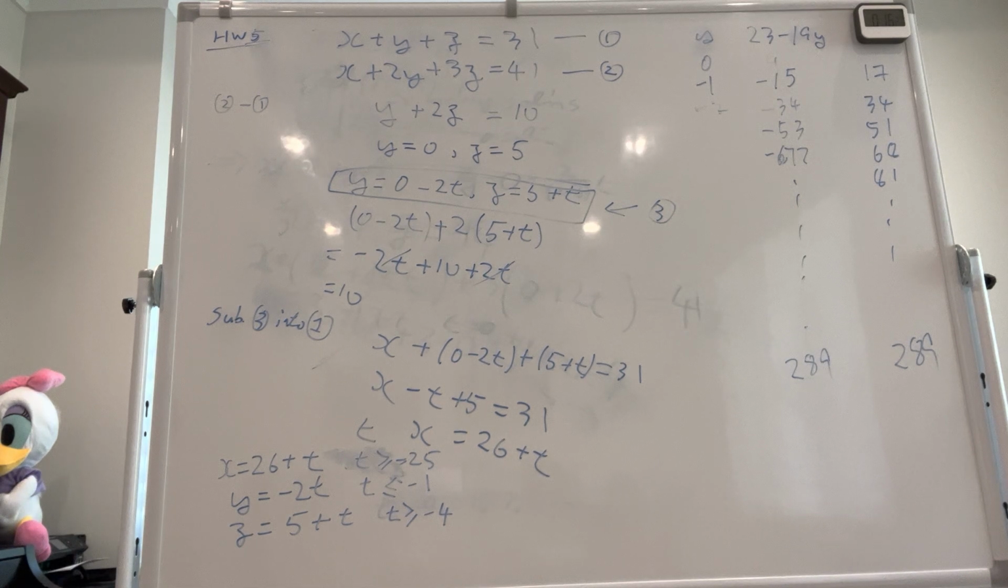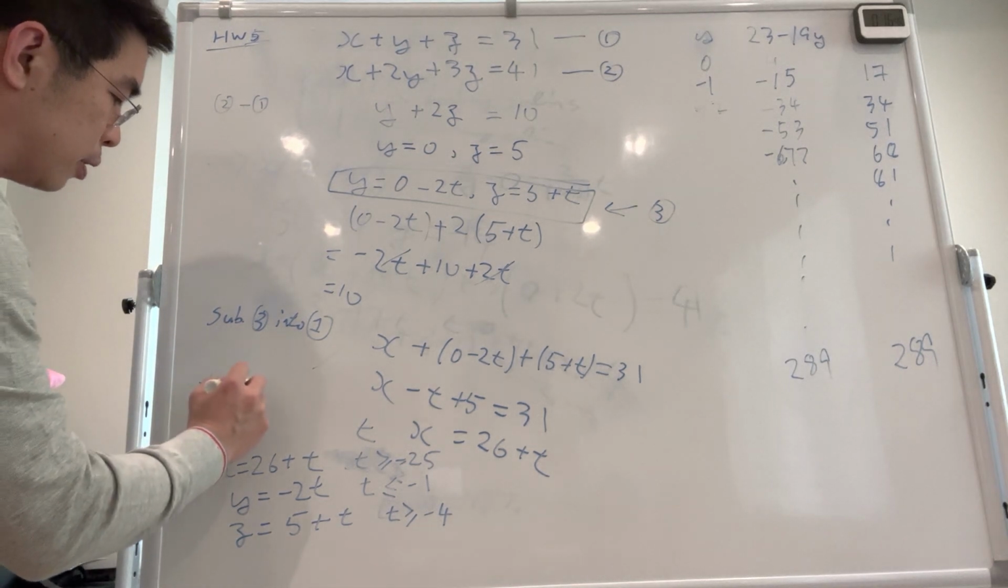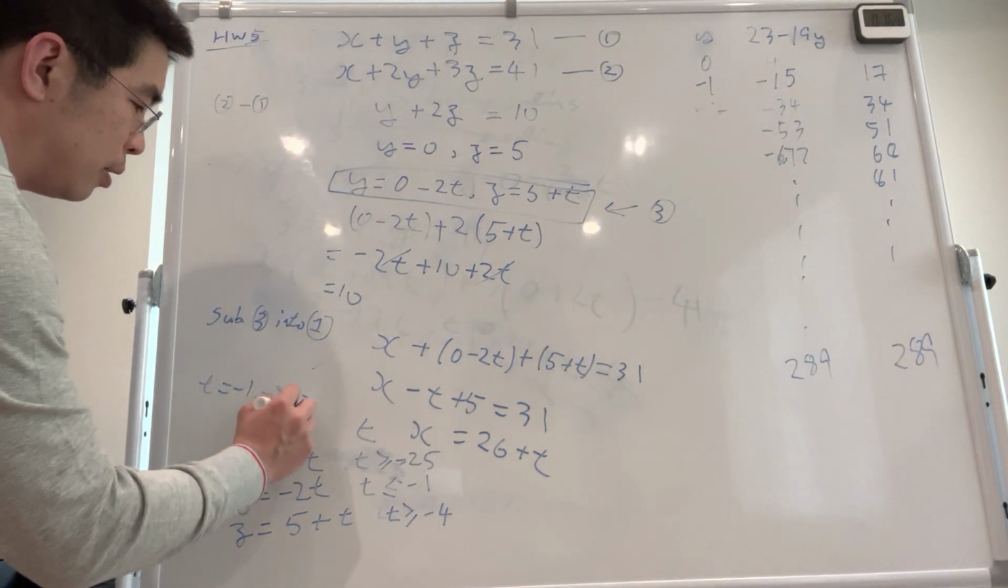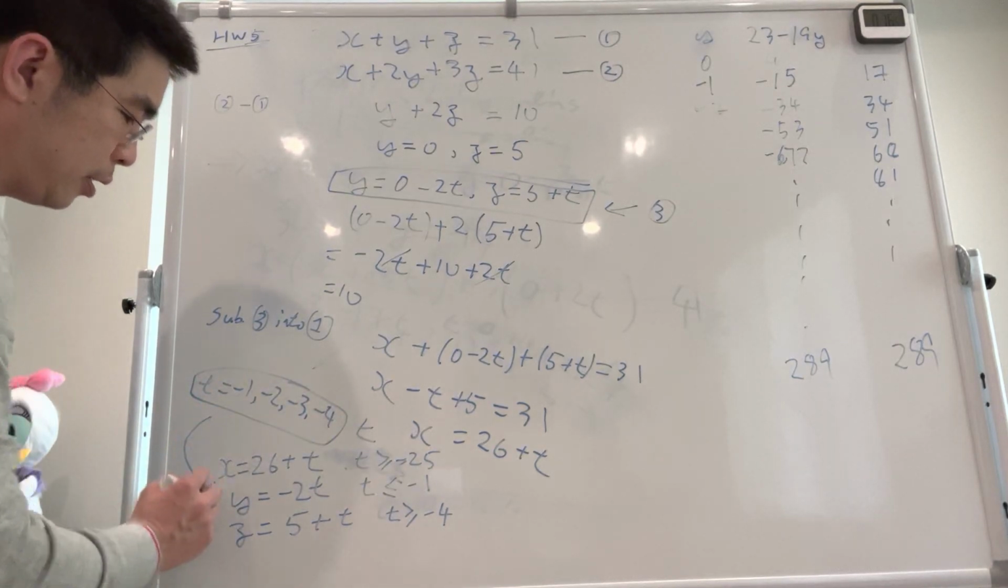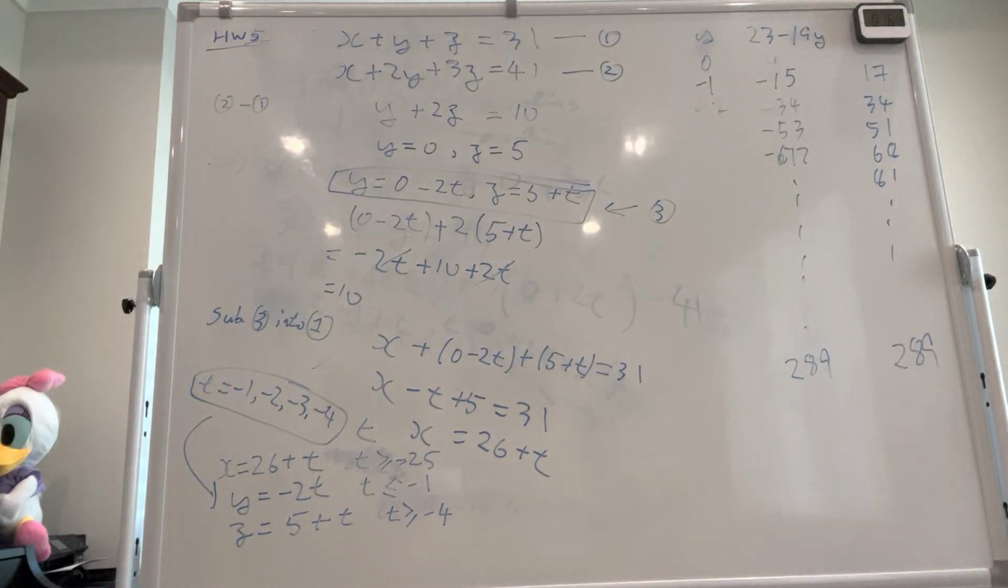So if you put all of this together, then that means t can only be minus 1, minus 2, minus 3, and minus 4. Is that the answer? So there can be 4 values of t. If you put t equal to minus 1, minus 2, minus 3, and minus 4 into this, then you get the 4 sets of solutions.